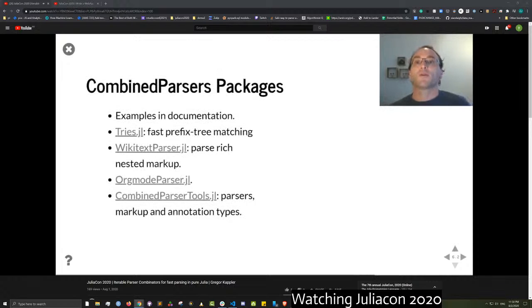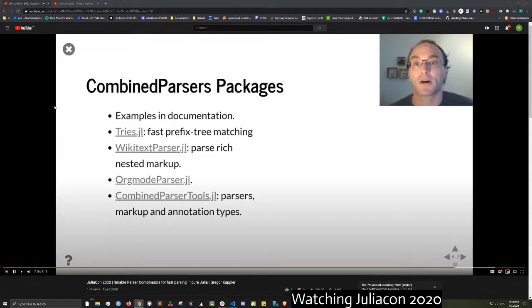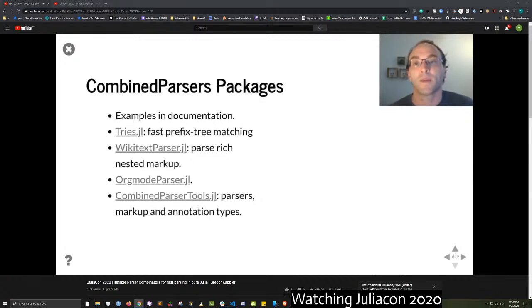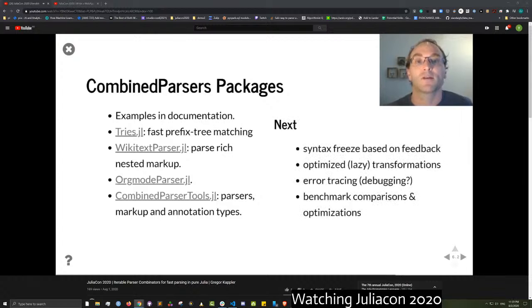This brief talk could not list all features of combined parsers. Fast prefix tree parsers are included in the package, and parsers can even arbitrarily depend on the parsing itself, for example, to balance tags in XML. Memoization, side effects, and logging are supported, and more. The documentation provides a user manual and tutorial. There is a comprehensive package for Wikitext. More is coming. Next is primarily the syntax trees based on your feedback and optimized transformations.